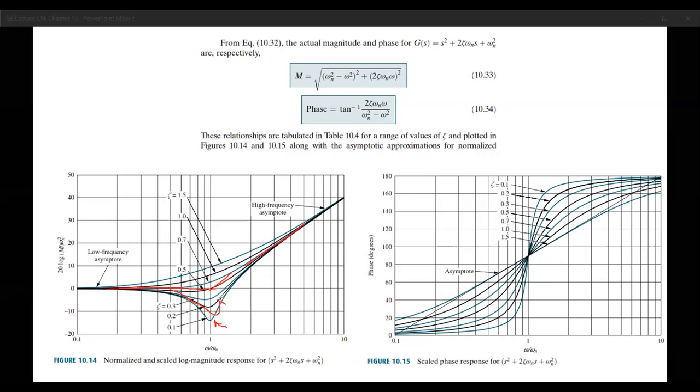This is nothing but 20 log twice zeta. So for the second order system, what is the value of zeta? Based on that, we have to add this correction factor. Similar thing also happens for the phase. For different values of zeta, it deviates. The higher the value of zeta, the more valid the approximation. The lower the value, the more it deviates. So for the second order system, we have to be careful to add these correction factors.